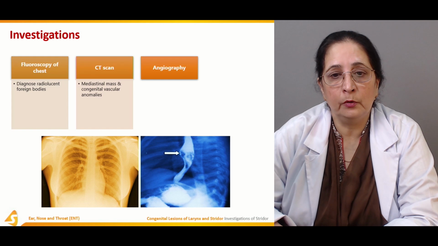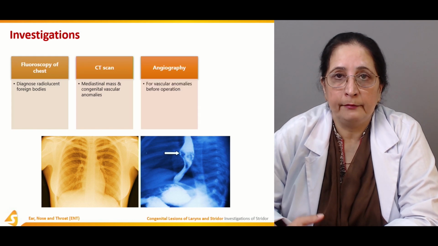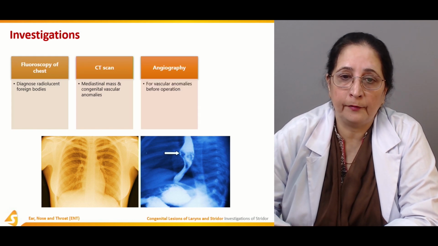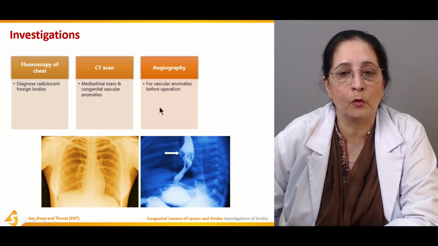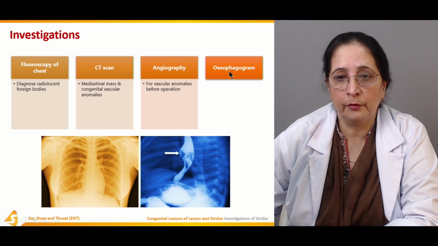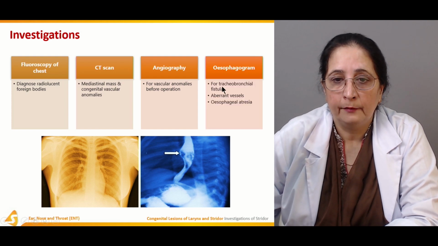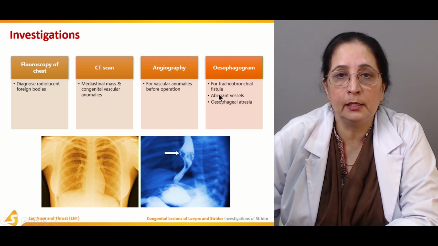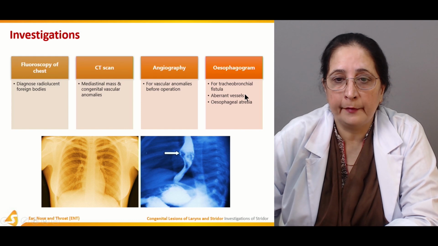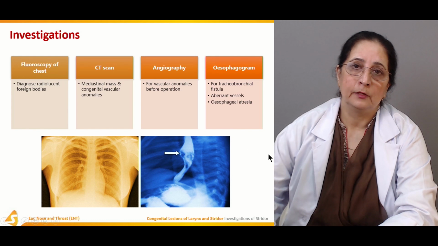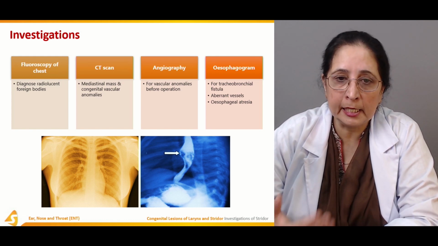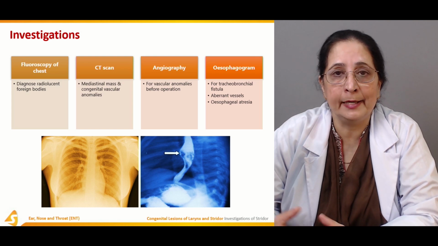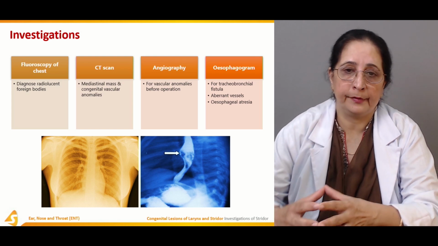Then angiography, visualization or graph of the blood vessels for vascular anomalies before operation. Esophagogram for tracheobronchial fistula, aberrant vessels, and esophageal atresia. So all these are the different tests that are used for finding the cause of the stridor.